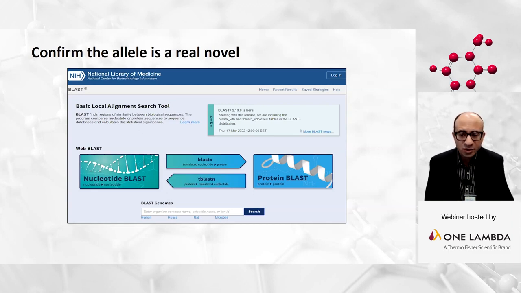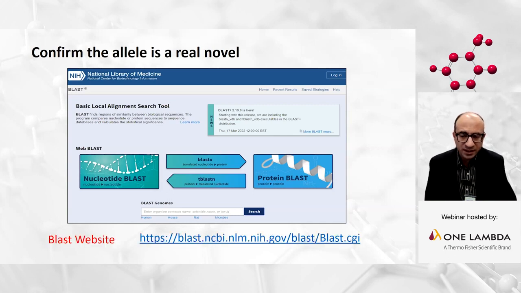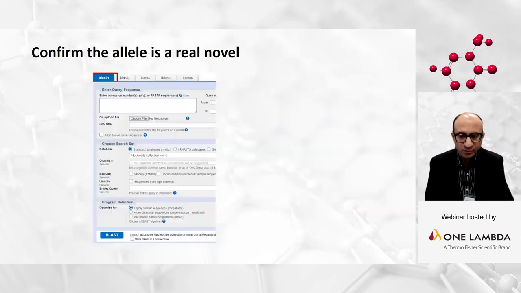Because of that, you need to BLAST the sequence of your novel allele using this link. This will open the BLAST website. From the BLAST website, you can click on nucleotide BLAST, and this will open another window. This is the window that will open after you click BLAST, and you will see that the BLAST is selected by default.